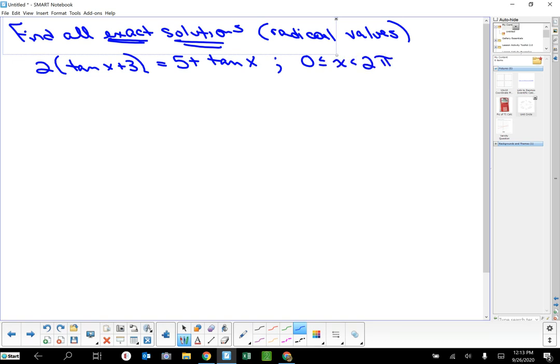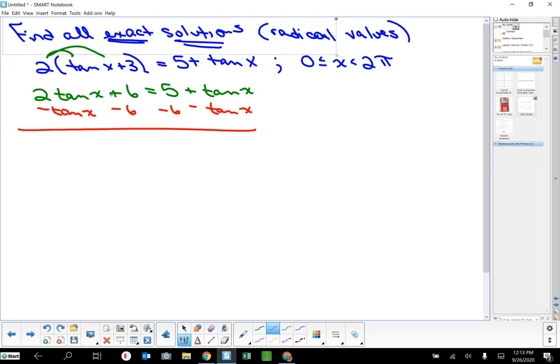All right, so we're going to go ahead and solve the information here on the left-hand side. So the first thing I'm going to do is distribute the 2, get my tangents on the same side. So I have a 2 tangent x plus 6 equals 5 plus tangent x. Now I'm going to subtract off this tangent, and I'm going to subtract off a 6 all at the same time. So these are going to go, these are going to go. And that's going to give me a 1 tangent x equals a -1.